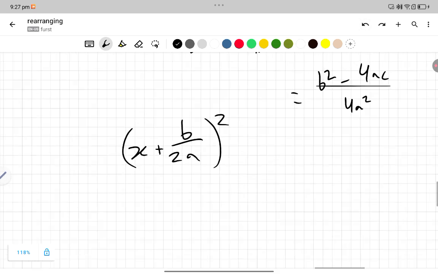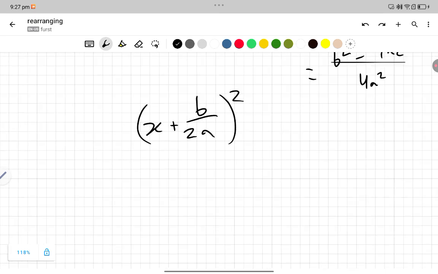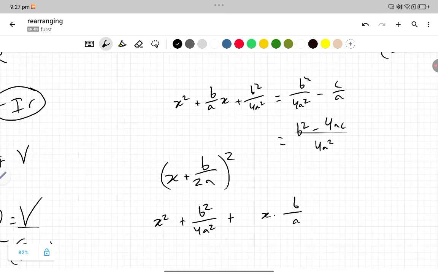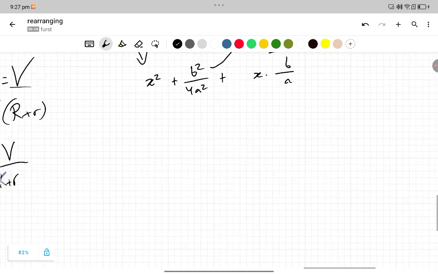We can simply expand it. So how do you expand the square brackets? You take the first one squared, and you take the last one squared, and you take 2 times the first one and the second one. So plus 2 times x times b over 2a. The 2s cancel out, and you're left with x times b over 2a, which is what x squared maps to. b over a times x is right here, and b squared over 4a squared is right there. So they're actually equal. So we use a nice little trick to do that.